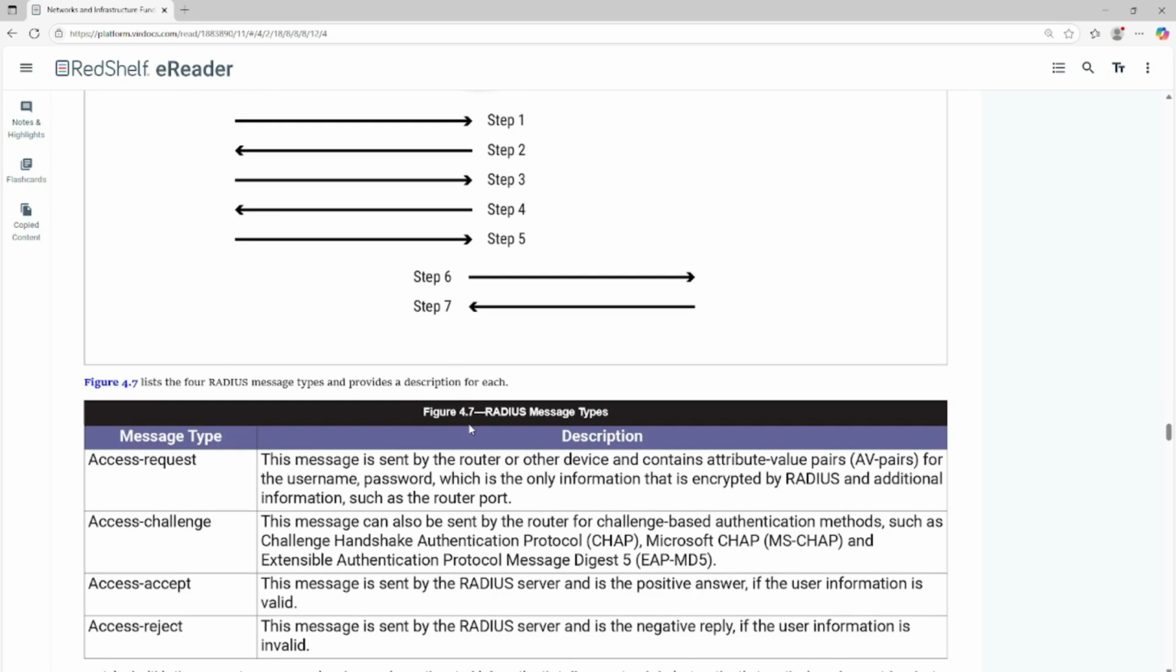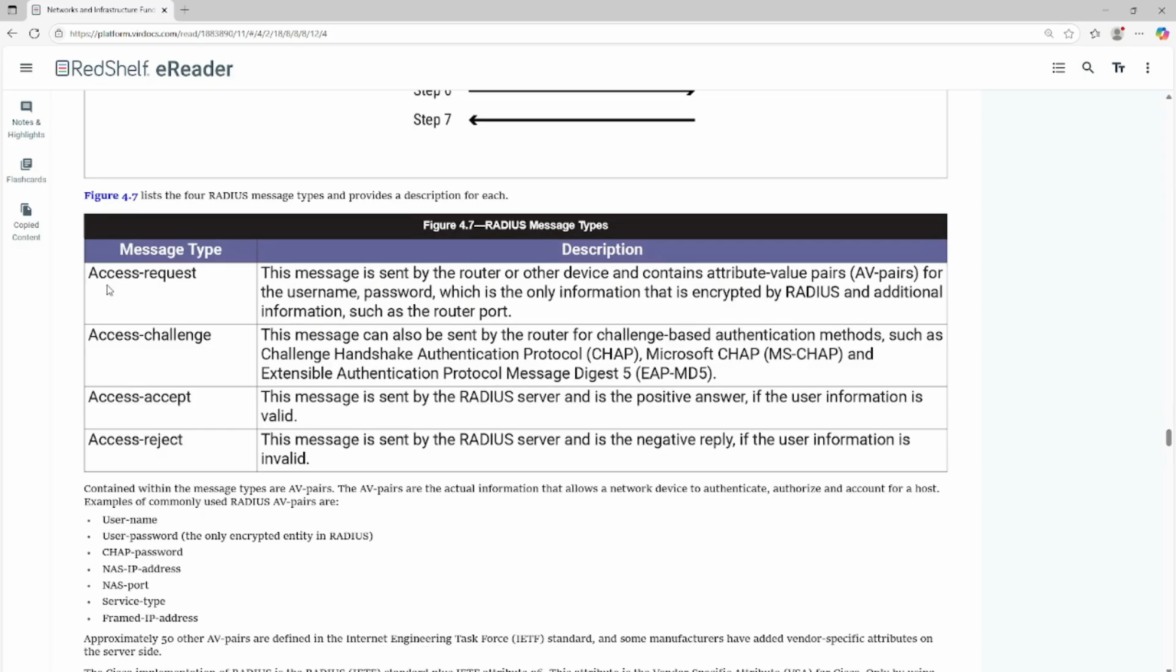The table in figure 4.7 lists the four RADIUS message types and their descriptions. You've got an access request, you've got an access challenge, access accept, or access reject.